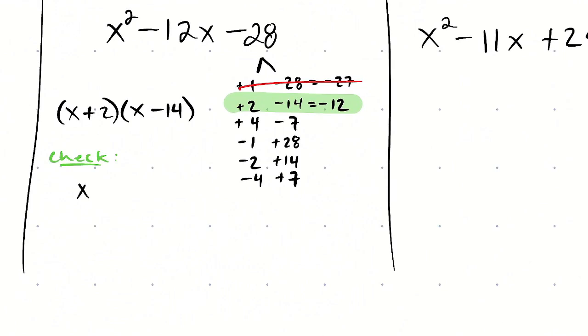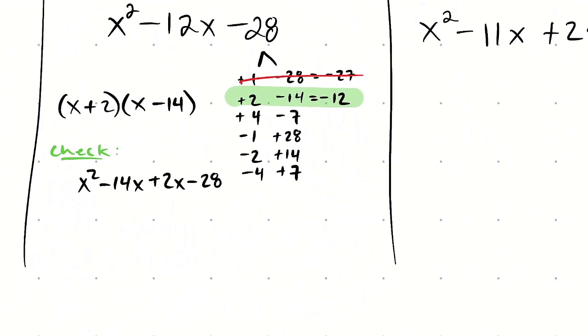So x times x is x squared. X times negative 14 is negative 14x. Plus 2 times x is positive 2x. And positive 2 times negative 14 is negative 28. So negative 14x plus 2x is going to be negative 12x. And we just bring down the other two terms. And that's correct. That is exactly what we started with. So that factored form, x plus 2 times x minus 14, is correct.